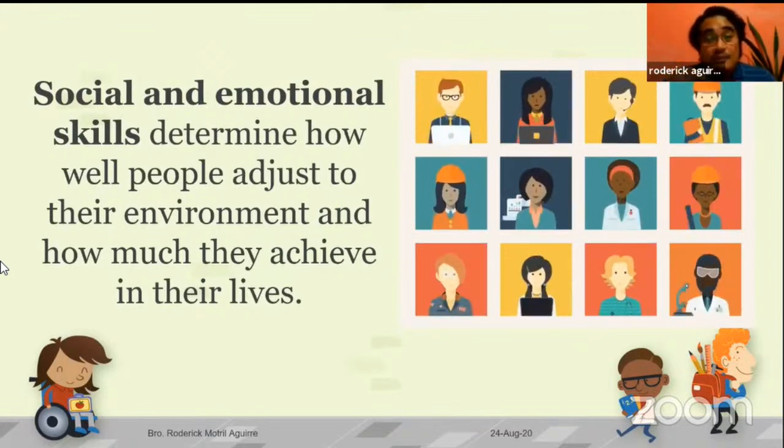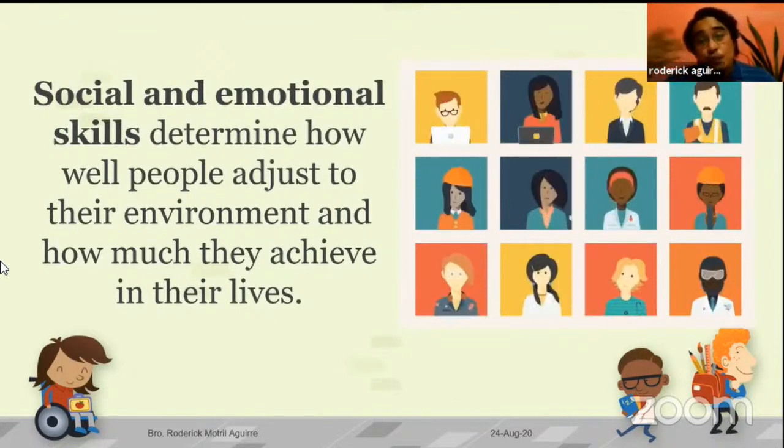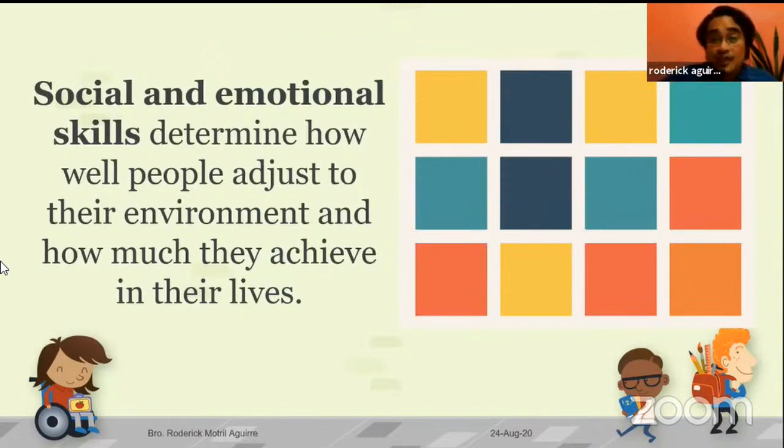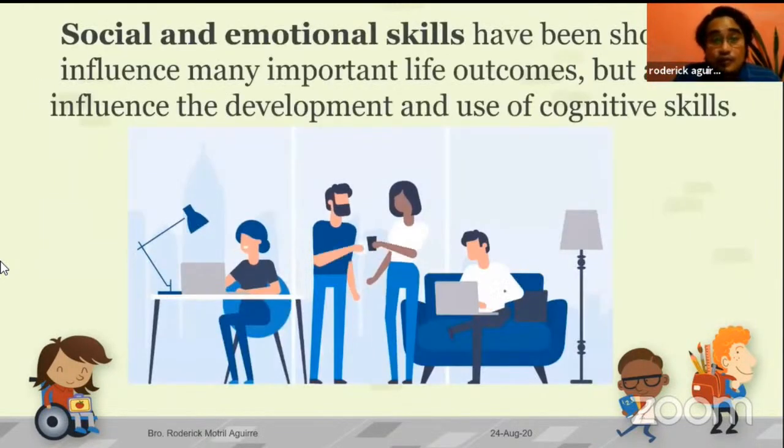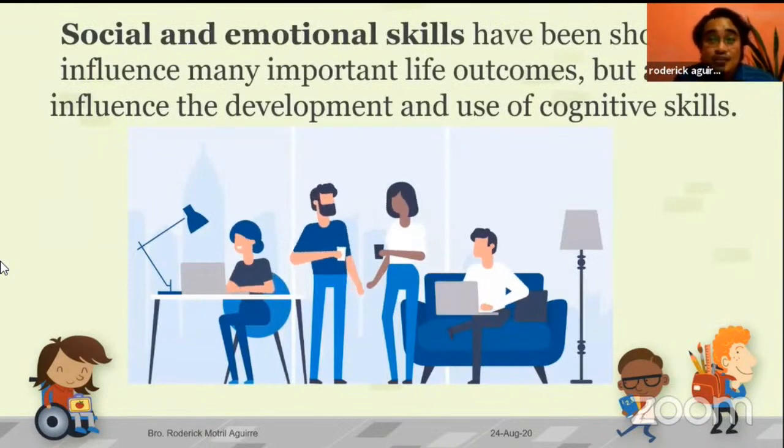Okay, and by providing certain support to them, talking to them, conversing with them, we help them adjust to the situation. So what are the things that we can do? One, social and emotional skills have been shown to influence many important life outcomes, but also influence the development of youth cognitive skills.